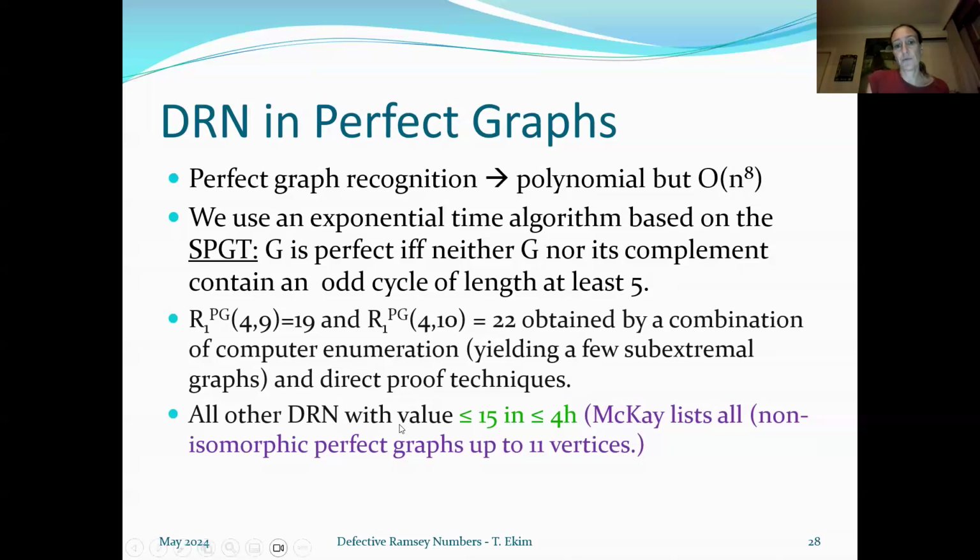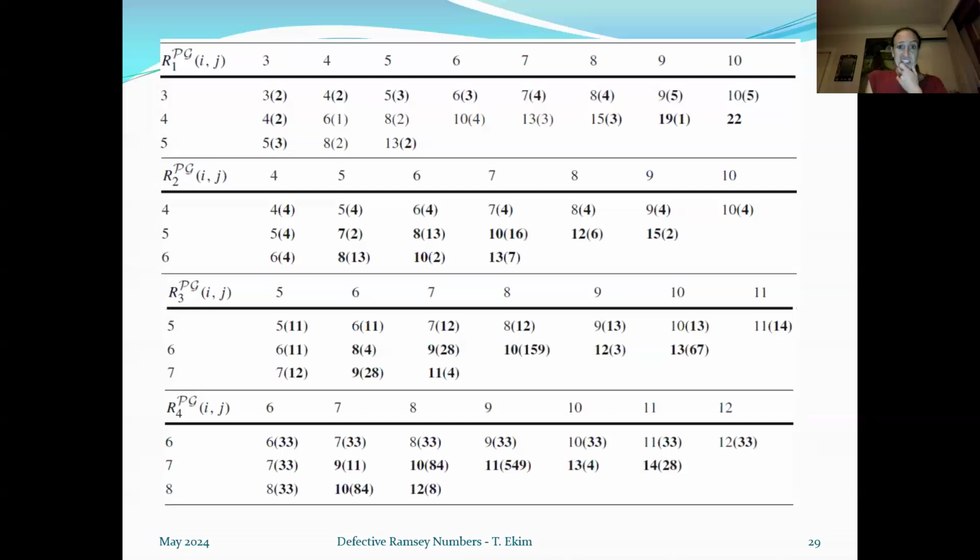So we wouldn't be able to go up to 15 for values because the list goes up to 11 vertices. Okay, and this is the list, the tables that we could form using this generic algorithm. Here, the numbers in parentheses are the numbers of extremal graphs, how many non-isomorphic extremal graphs we have.